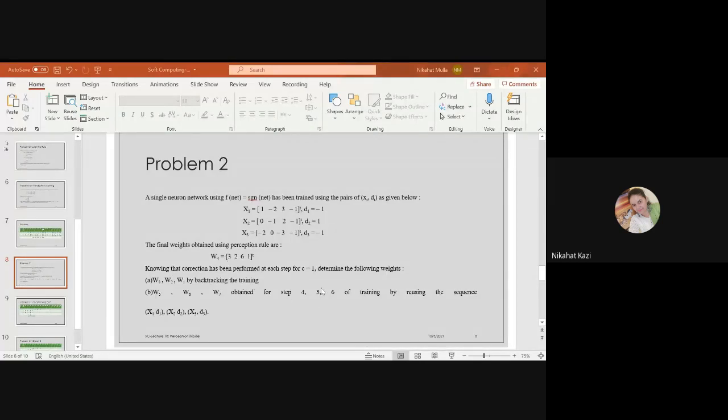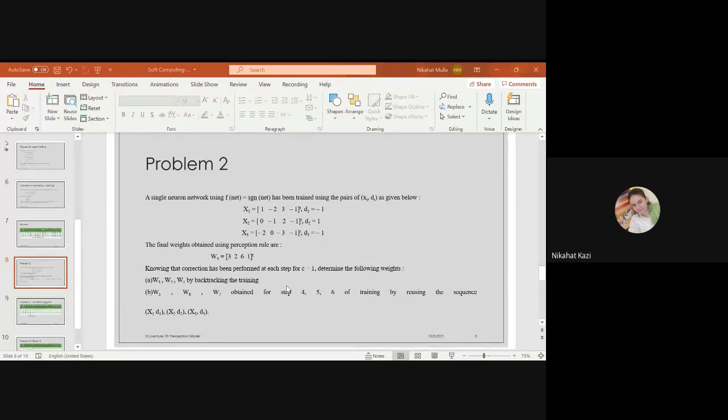Apart from this, it is also mentioned that knowing that correction has been performed at each step, determine the following weights. C is given to you, the learning constant. You determine the following weights, W3, W2, W1 by backtracking the training. It is given that correction has been performed at each step.